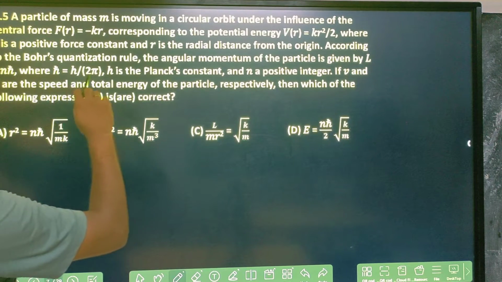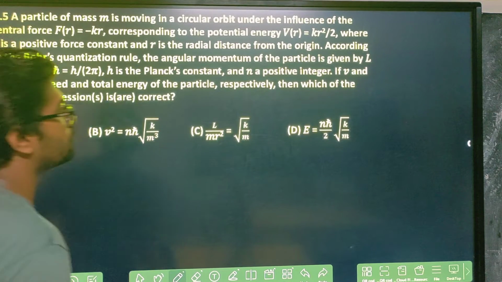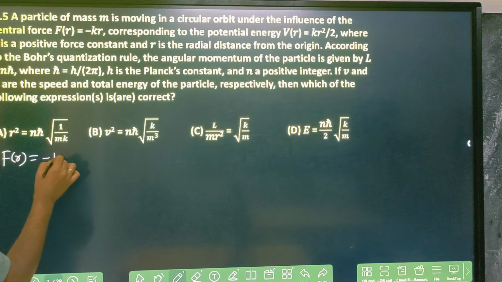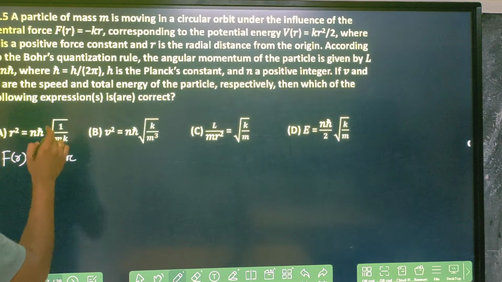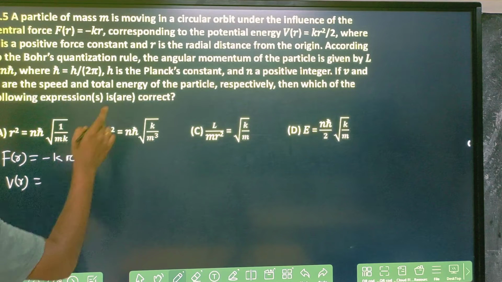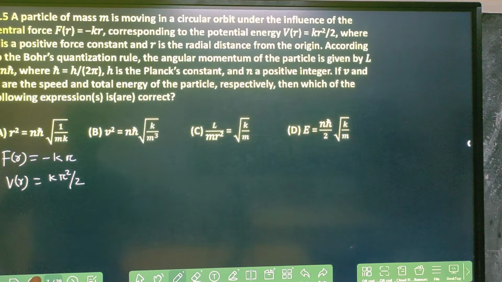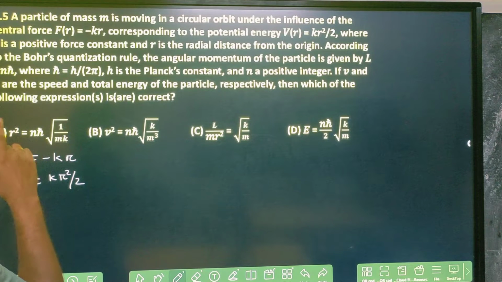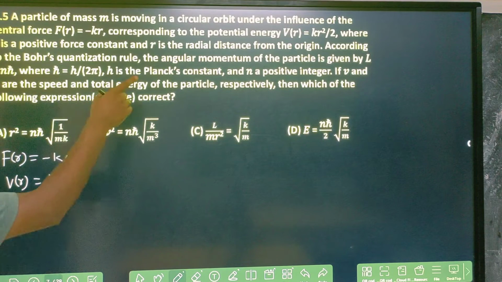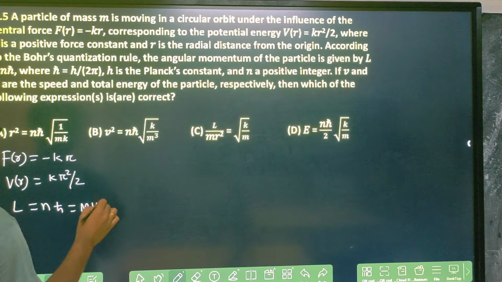A particle of mass m is moving in a circular orbit under the influence of the central force F(r) equal to minus kr. So what they have given here, I am writing. The force they have given is minus kr, right? Corresponding to it, the potential energy V(r) they have given is k r square by 2, where k is a positive force constant and r is the radial distance from the origin. According to Bohr's quantization, they have given the angular momentum also. So L equal to n h cross, and you know that is the same as your mvr, right?